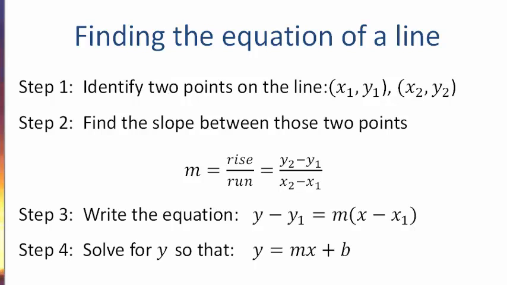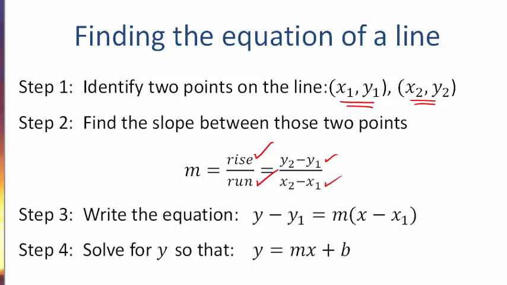The first step for finding the equation of a line is identifying 2 points. So we use this abstract notation x1, y1, and x2, y2 for 2 arbitrary points on the line. Then we have to find the slope between those 2 points. So that's rise, the change in y, over run, the change in x. That's y2 minus y1 over x2 minus x1. It doesn't actually matter which order we go, as long as we go in the same order on the top as we do on the bottom.